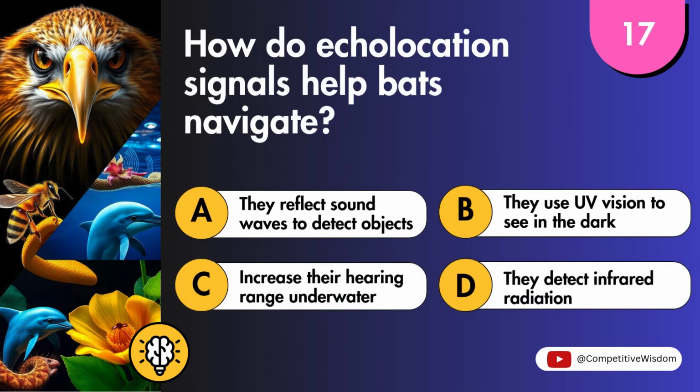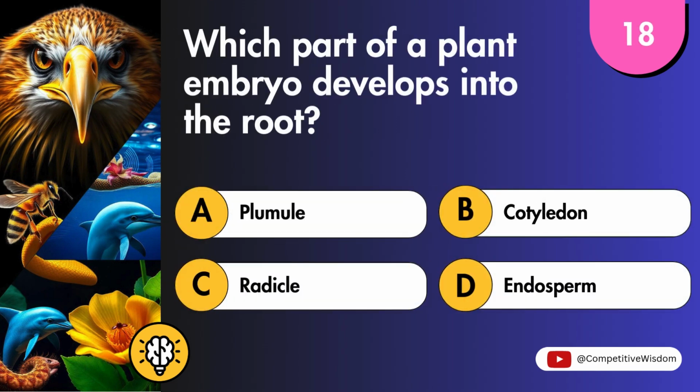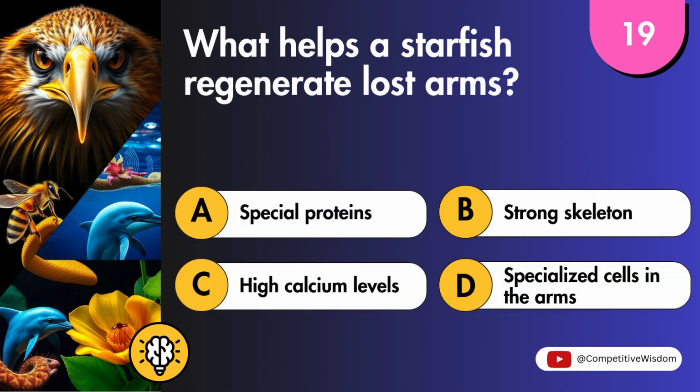How do echolocation signals help bats navigate? Which part of a plant embryo develops into the root? What helps a starfish regenerate lost arms?